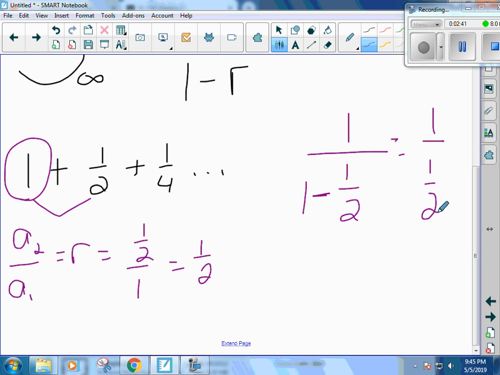And I'm sure you remember fondly from when we divided rational expressions that when you divide your fraction, you keep the first, change division to multiplication, and flip the second. So keep, change, flip.